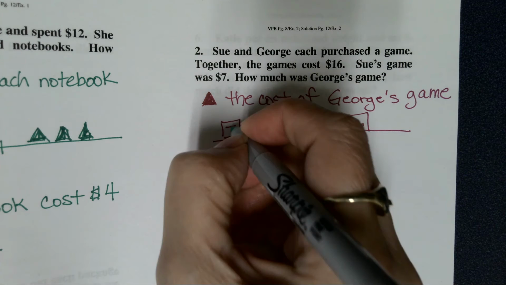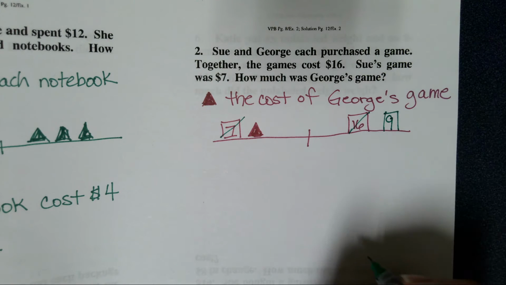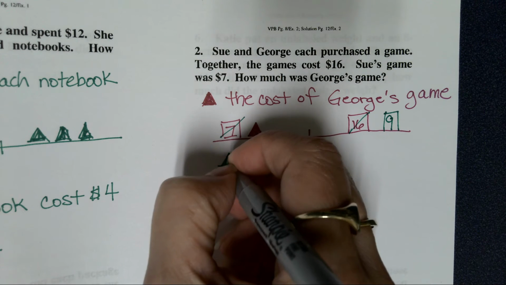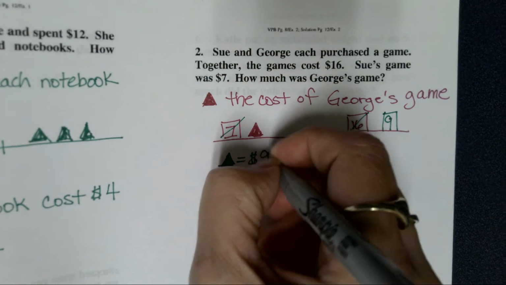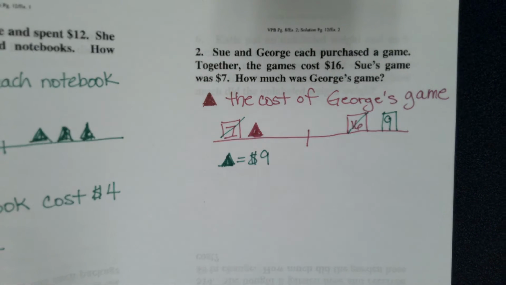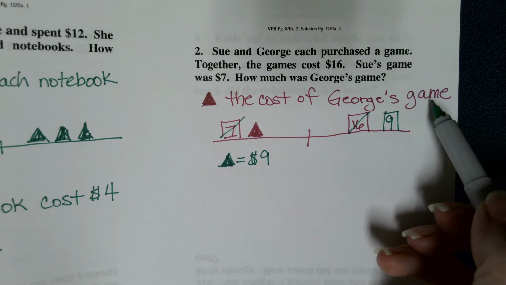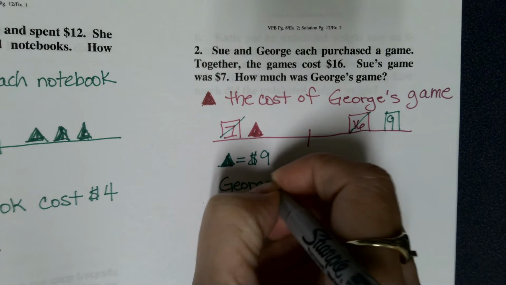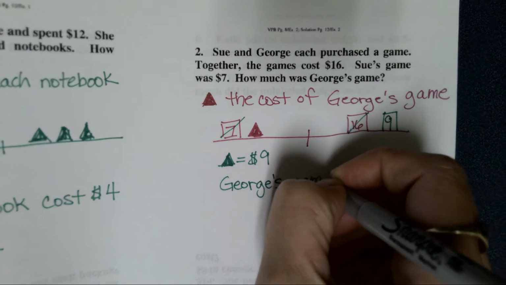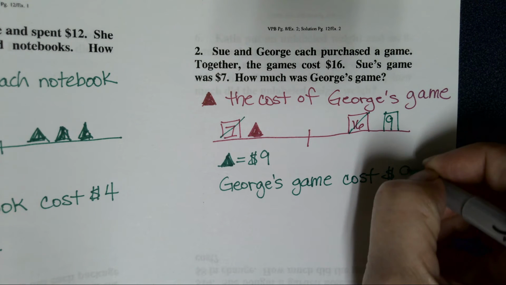Let's solve. If we remove 7 from the left, we have to remove 7 from the right, and 16 minus 7 is 9. So that tells us what our pawn is. What's the value of pawn? That's going to be $9. Now we're going to go back to our sentence up here for what pawn stands for. And we're going to write our sentence that George's game cost $9.